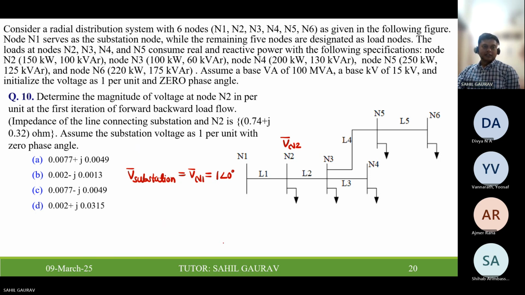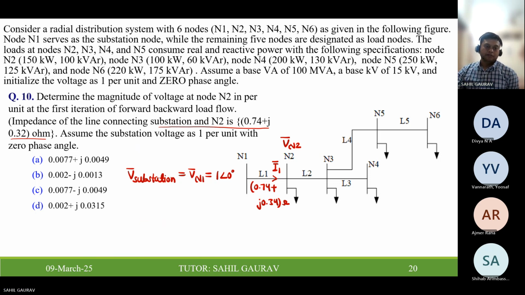And the impedance of the line connecting the substation and node N2 is given. This is given as 0.74 plus j0.34 ohm. So this voltage is known, this impedance is known, and you need to find the current through this line. So first you find the current. Let us take this as I1. Then we will apply KVL and find the node voltage at N2. So it is very simple.